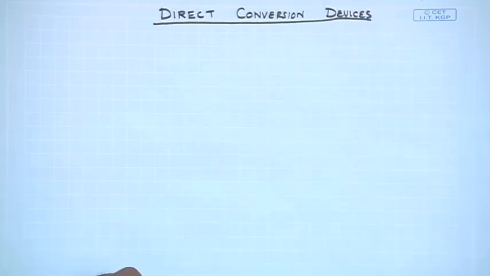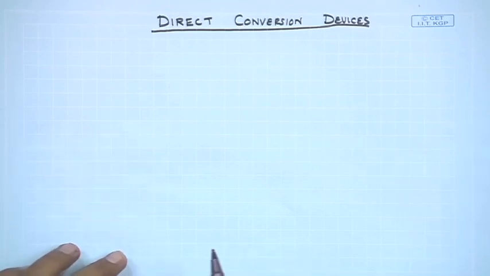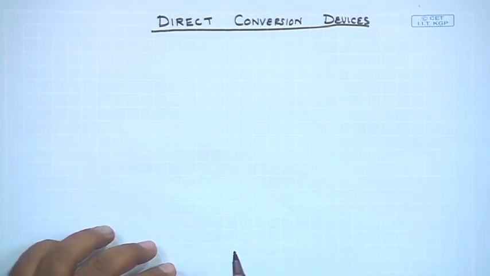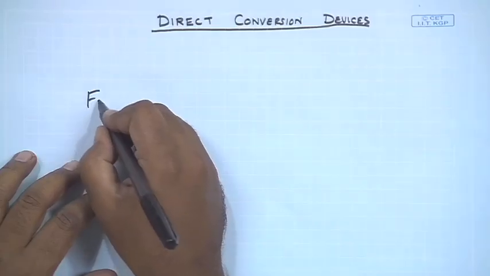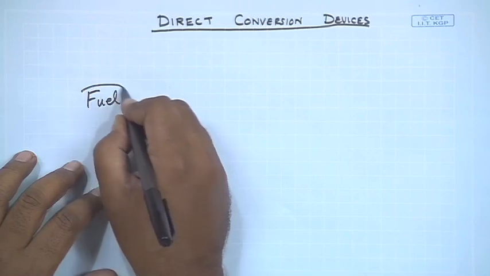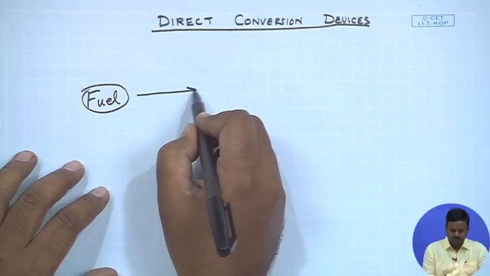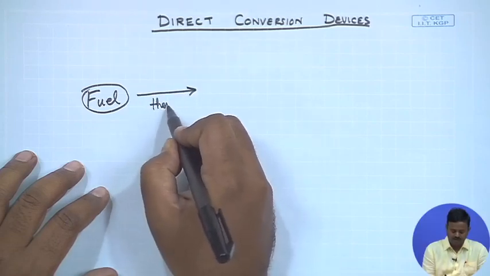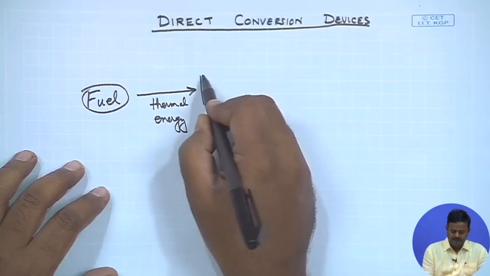So, what do we mean by direct conversion devices? Imagine in a power plant when we get electricity out of that, how do we get electricity? In a power plant we have fuel that is burnt. So, let us say this is fuel. Then the fuel, when it is burnt, gives out thermal energy, which then goes to your power plant.